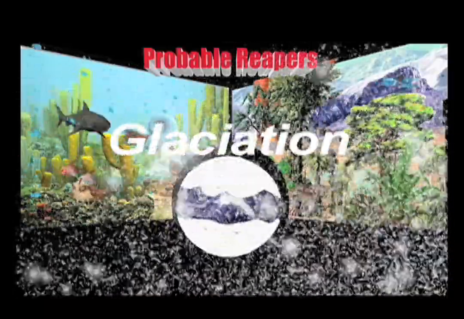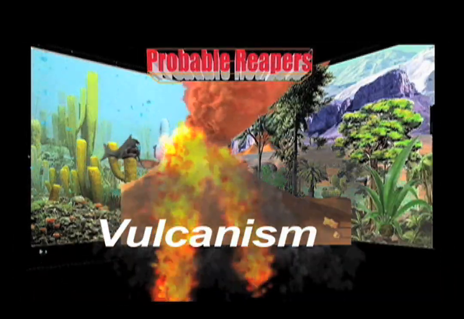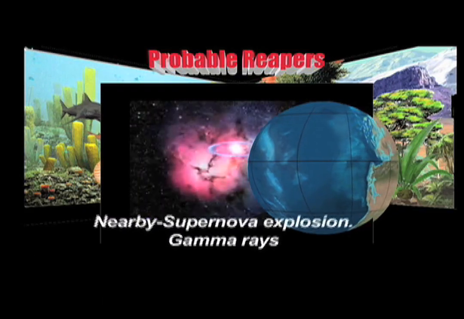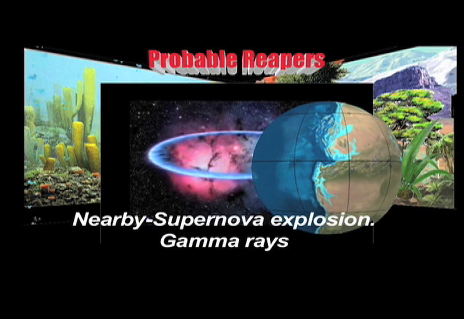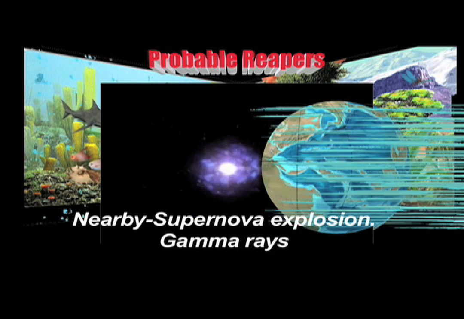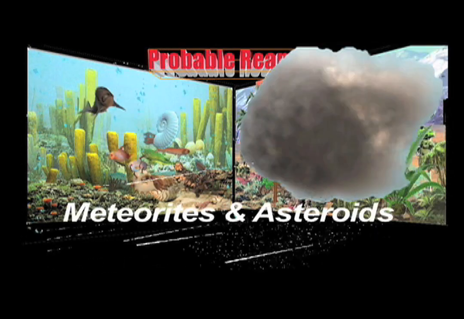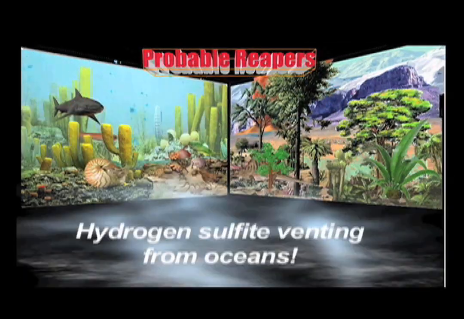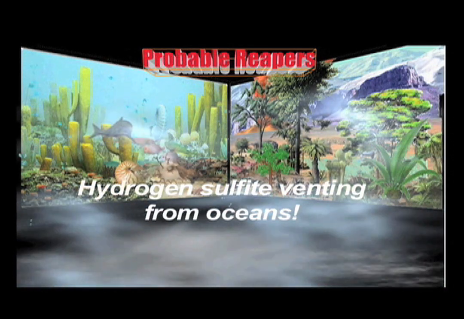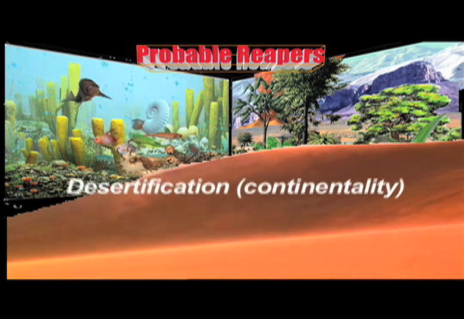Possible causes: Glaciation. Volcanic eruptions. Supernova explosion, gamma rays. Meteorites and asteroids. Methane release into the atmosphere. Desertification. Continentality.